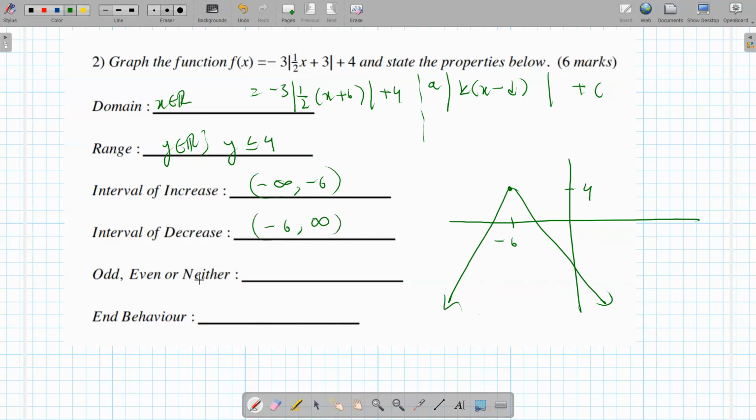Odd, even, or neither. This one would be neither, because if you reflect it over the y-axis, it would not be exactly the same. And end behaviors. Now this one's also pretty simple. When x is going to plus minus infinity, where's y going? They're both going to -infinity. There we go. That's why I wrote it like that. Pretty simple, right? Not that bad.